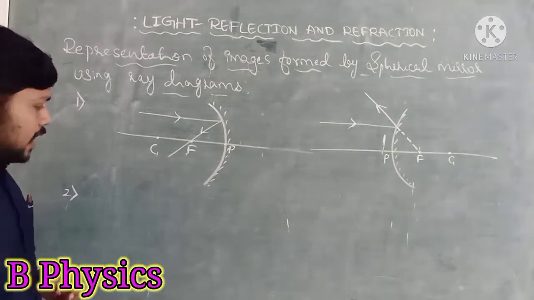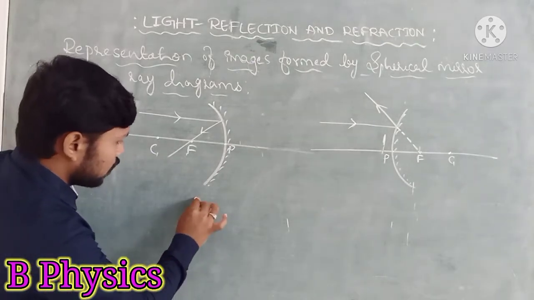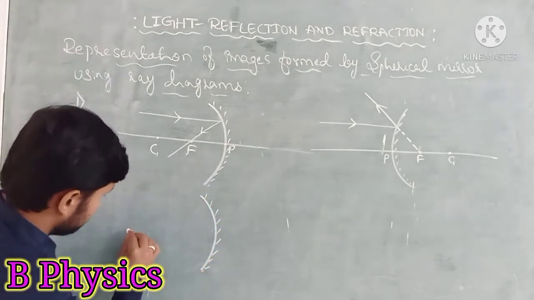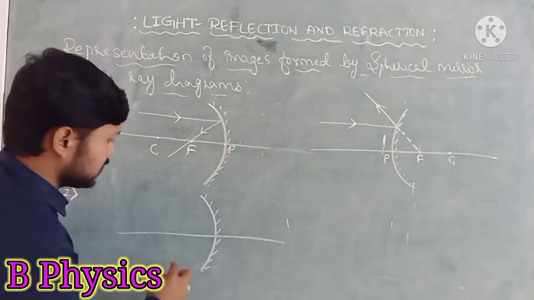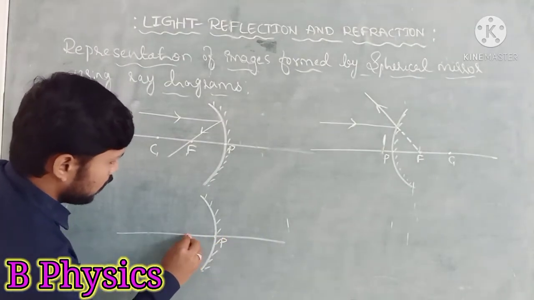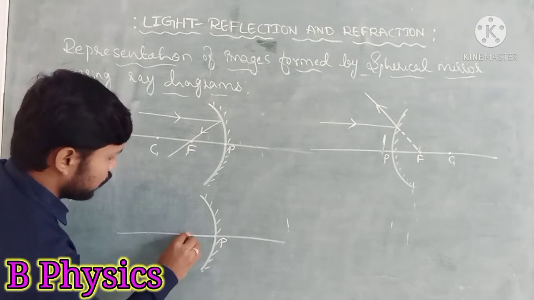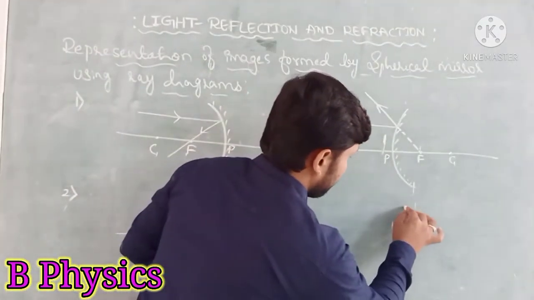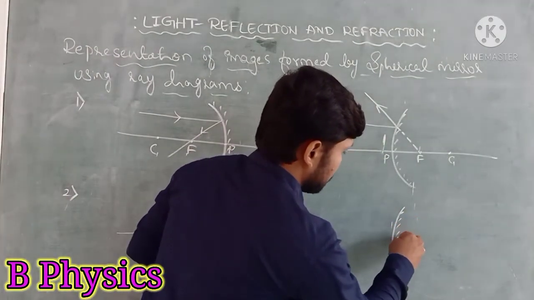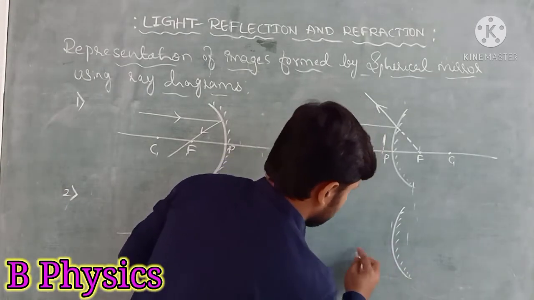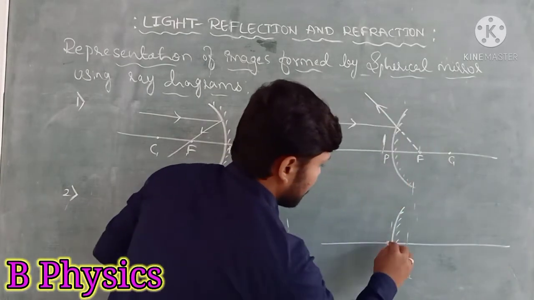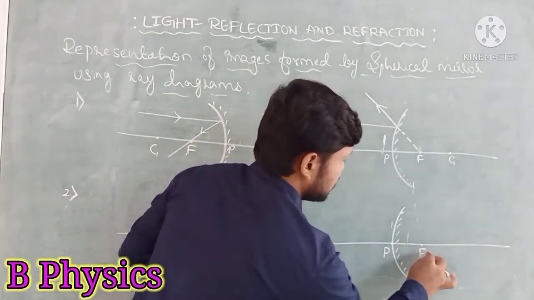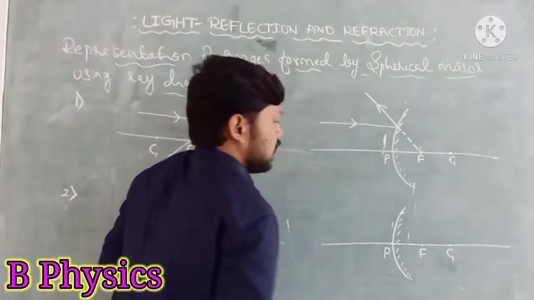The second rule says, before that again draw a concave mirror, principal axis, label pole of the mirror, principal focus, center of curvature. Similarly, draw convex mirror and principal axis, label pole of the mirror, principal focus and center of curvature.